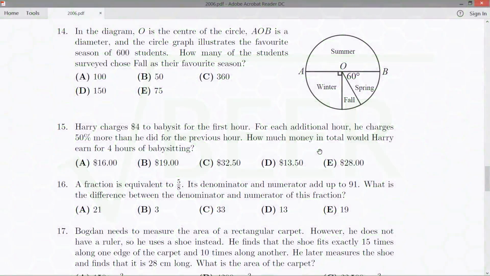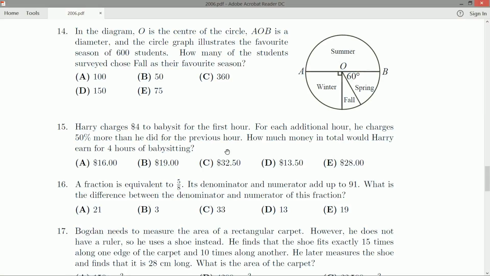We're on question number 15 of the 2006 Gauss paper. That's the grade 7 Gauss. Harry charges $4 to babysit for the first hour. For each additional hour, he charges 50% more than he did the previous hour. How much money in total would Harry earn for 4 hours of babysitting?